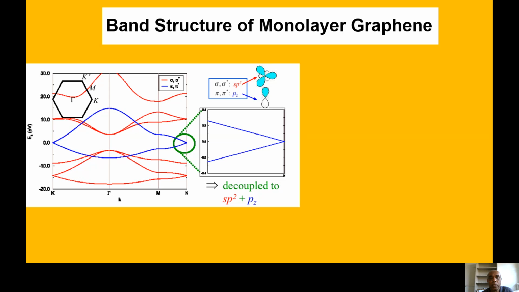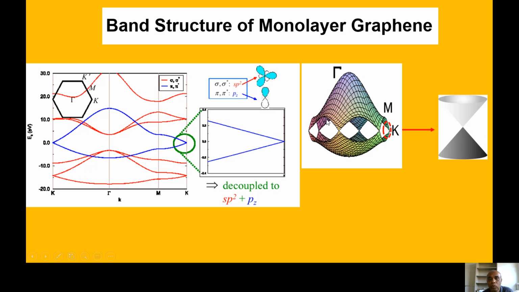So you can see in this range these are pretty linear in energy. This is more like decoupling of your sp2 and pz, right? Because they are no longer together. So we decouple the p band from the sp2 band.